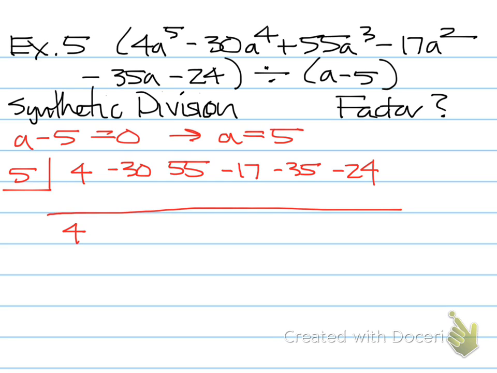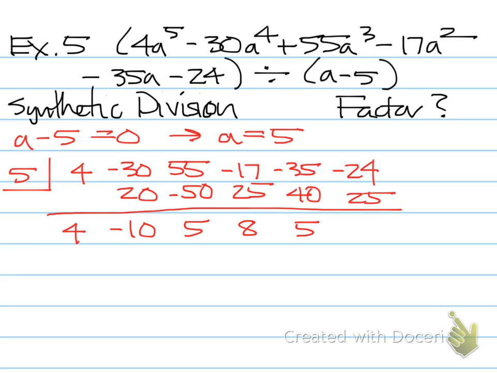Bring down that first coefficient. 5 times 4 is 20. Add those two terms up, and we get negative 10. 5 times negative 10 is negative 50. Add those up, and we get positive 5. 5 times 5 is 25. Negative 16 plus 25 is 8. 5 times 8 is 40. Negative 35 plus 40 is 5. Then 5 times 5 is 25. Negative 24 plus 25 is 1.